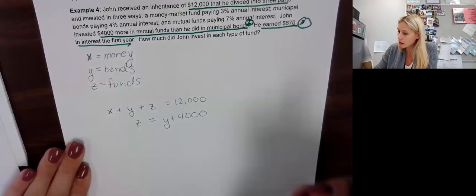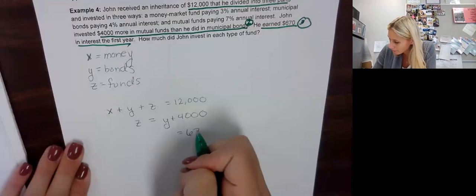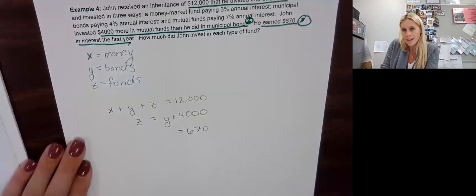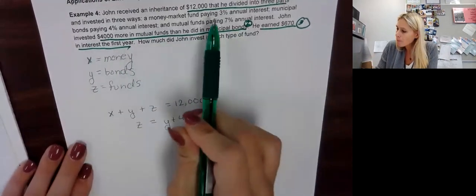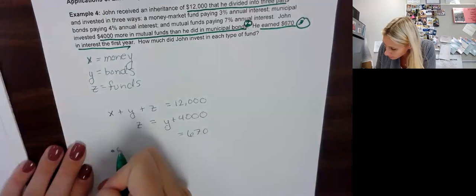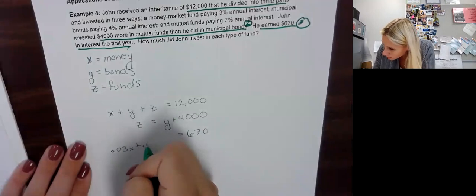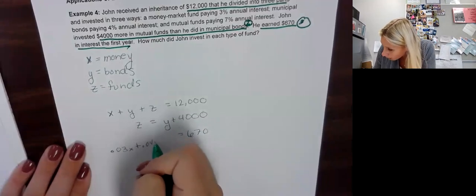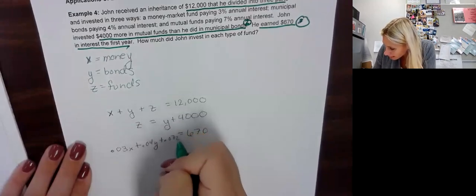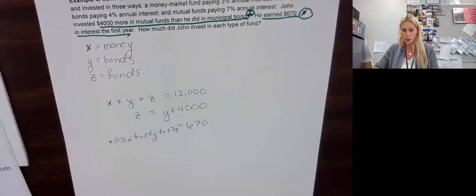Third question here, he earned 670. So he earned 670 through interest. Well, how do we get interest? We multiply the interest rate by the amount we put in. So the money market was 3%. So 3% of X plus 4% of Y plus 7% of Z. Okay, so all of our interests equal $670.